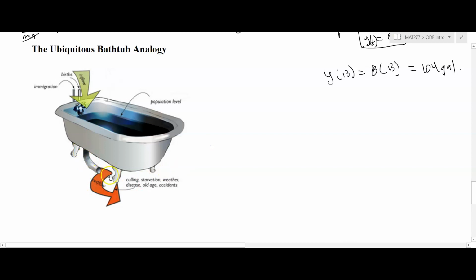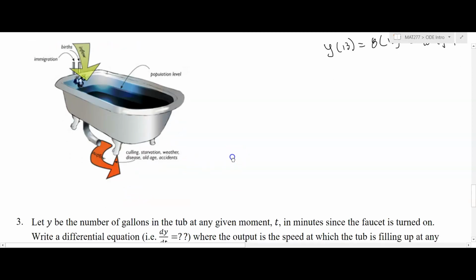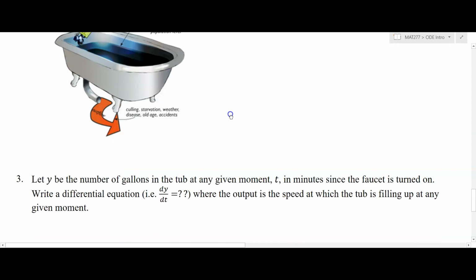On the outflow, or the drain, these are any things that will affect your population in a negative way. So culling, starvation, weather, disease, old age, accidents. Culling, if you're talking about fish, could be fishing. If you're talking about elk, it could be hunting. Culling is the process of removing creatures from the population.